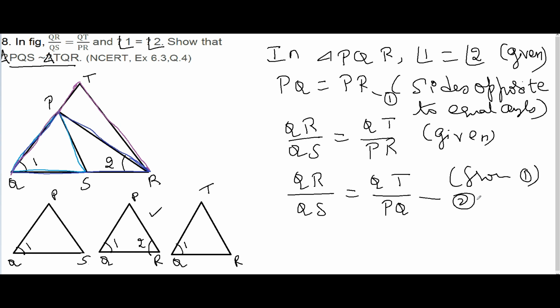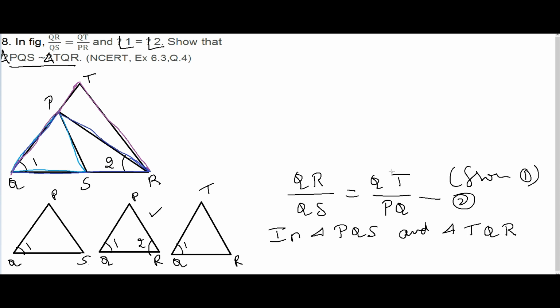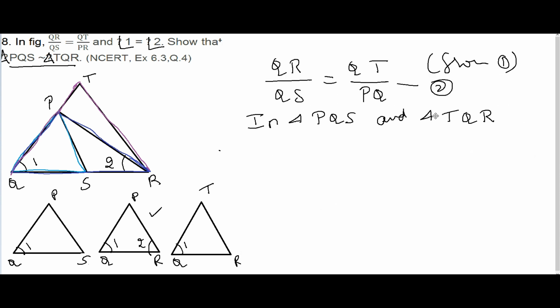Now, I shall take the two triangles which are required for me, PQS and TQR. So, let us take triangle PQS and triangle TQR. In these two triangles, angle 1 and angle 1 are equal here. So, 1 is equal to 1, which is nothing but angle PQS is equal to angle TQR, which is nothing but angle 1.